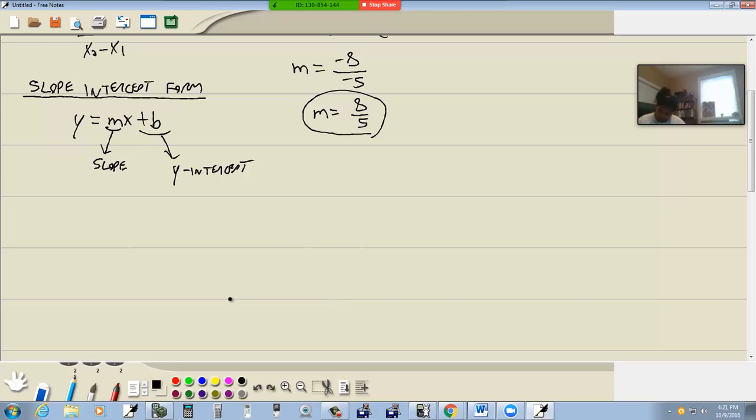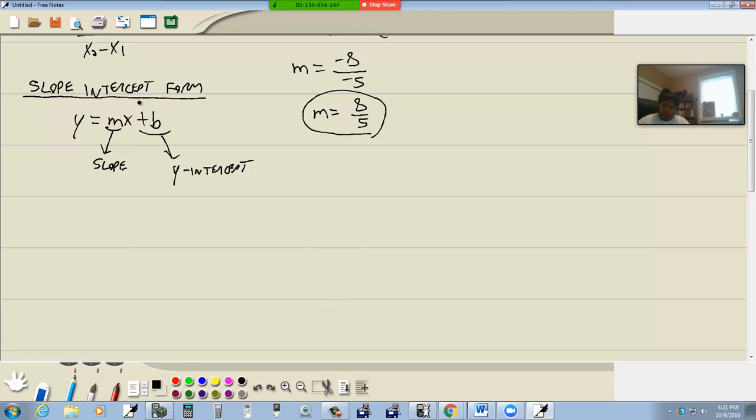Now you may have some problems that give it to you in slope-intercept form, and then they want you to identify the slope and y-intercept. That's very easy. You may have some problems where you have to solve for y first before you can identify the slope and y-intercept. But again, slope-intercept form means you've got y by itself on the left side, and everything's to the first power.